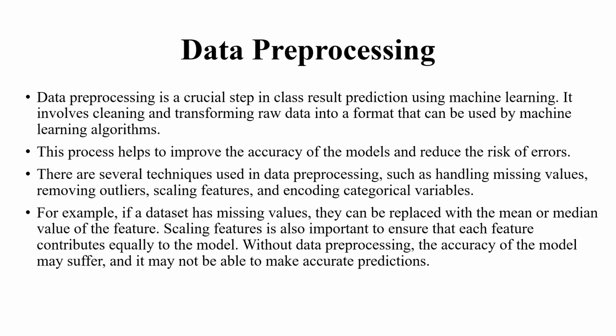There are several techniques used in data pre-processing, such as handling missing values, removing outliers, scaling features, and encoding categorical variables. For example, if a dataset has missing values, they can be replaced with the mean or median values of the feature. Scaling features is also important to ensure that each feature contributes equally to the model. Without data pre-processing, the accuracy of the model may suffer and it may not be able to make accurate predictions.